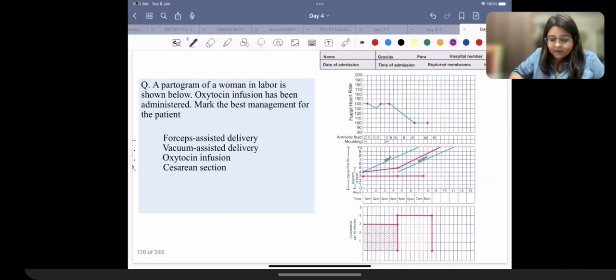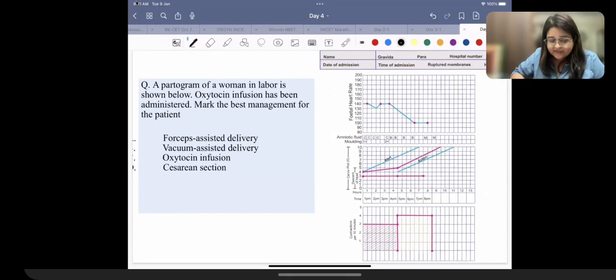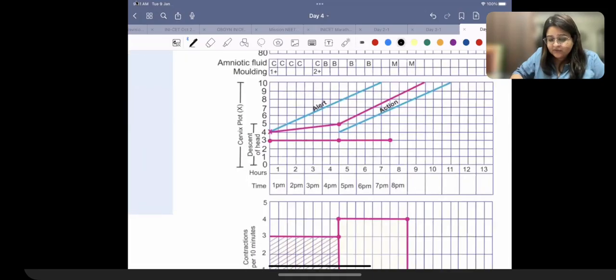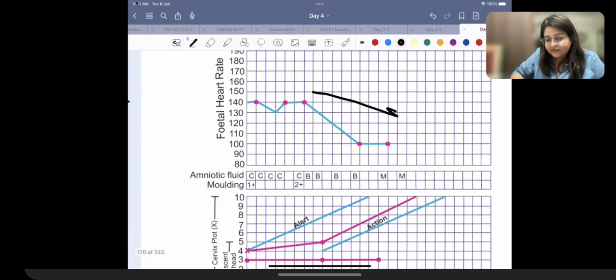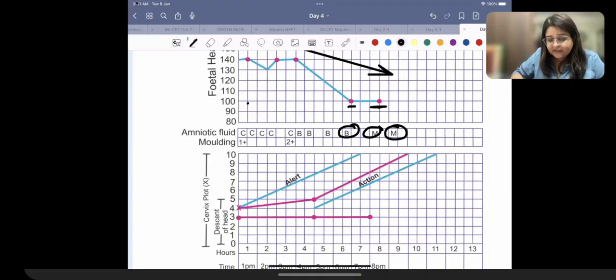Okay? A partogram of a woman in labor is shown below. Oxytocin, this was a NEET PG question last year. That's why I'm saying they are still asking questions on this partograph. Let's read the question. A partograph of a woman in labor is shown below. Oxytocin infusion has been administered. Mark the best management for this patient. So let's see what's happening here. You can see the fetal heart rate is dropping, right? So there is fetal distress, fetus reached 100. And there is meconium also. M means meconium, B means blood. So earlier there was blood, now meconium has come. Molding is 2+.